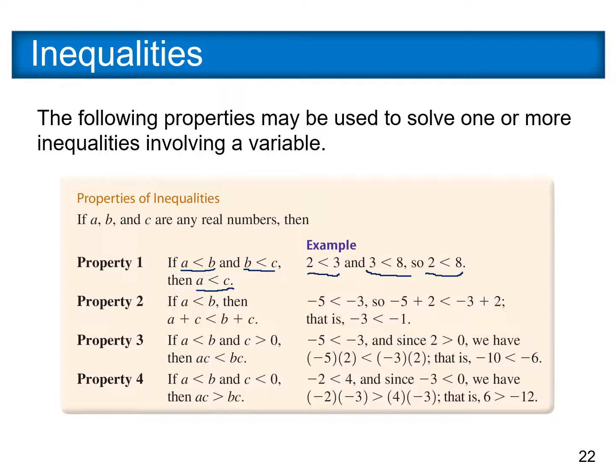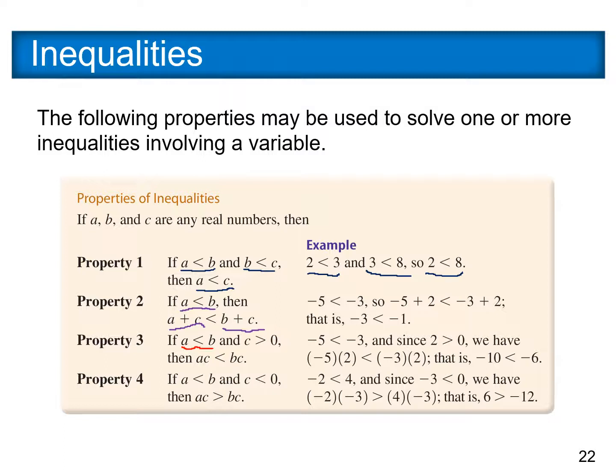Now in purple for property 2, it says that if I have a number a that is smaller than b, then I can conclude that a plus a certain number c still is smaller than b plus a certain number c. In other words, as long as you add the same number to both sides of the inequality, the rule stays equivalent.